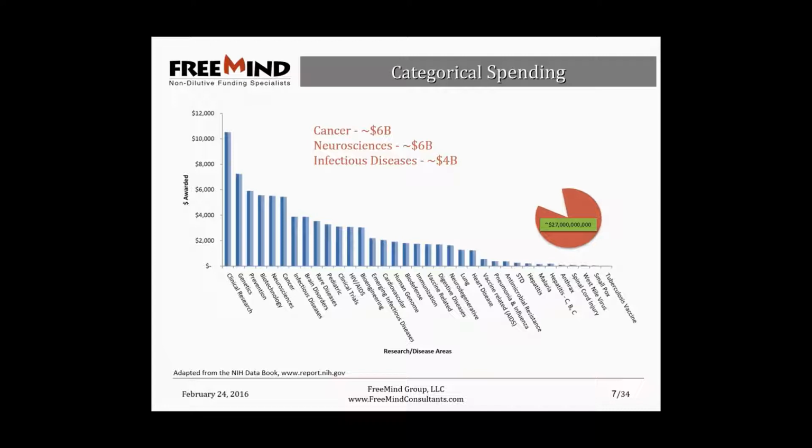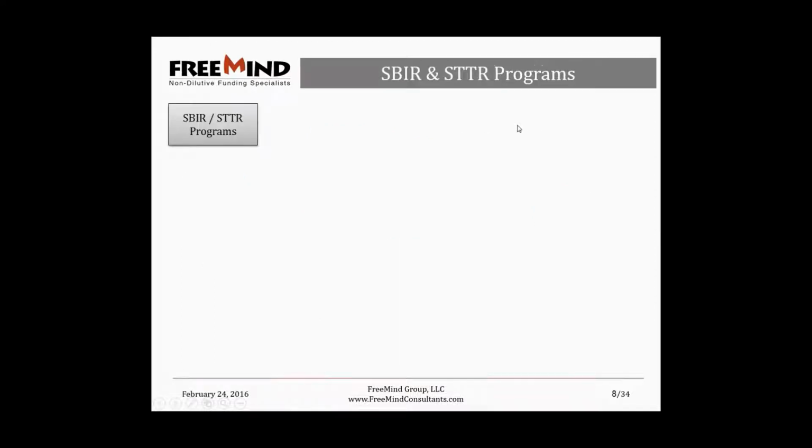You can see that there are a few hot topics, for example, cancer, neurosciences, and infectious diseases. But the real take-home message here is that any given research idea that you can come up with will probably be within the scope of the NIH. So remember that as you plan your research project.